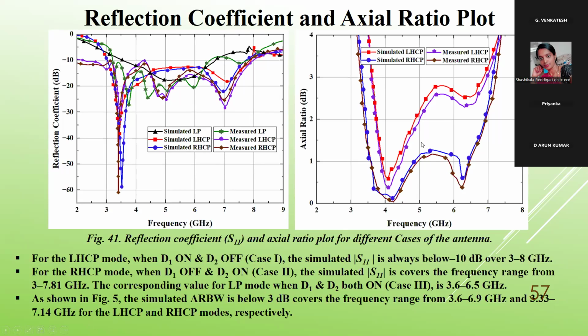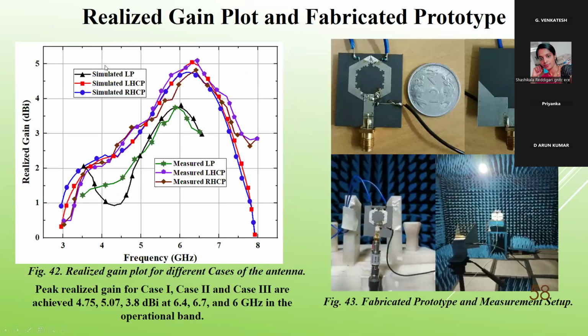circular polarization conditions. As shown here, the simulated axial ratio bandwidth is below 3 dB and covers frequencies from 3.6 to 6.9 GHz and 3.33 to 7.14 GHz for LSCP and RSCP modes. Realized gain for LP, LSCP and RSCP for all polarizations are plotted here. Peak realized gain for case 1, case 2, case 3 are 4.75, 5.07, 3.8 dBi at 6.4, 6.7 and 6 GHz.